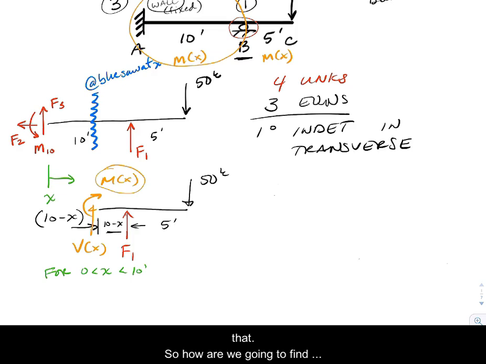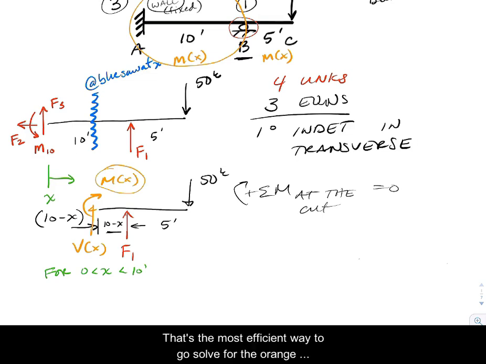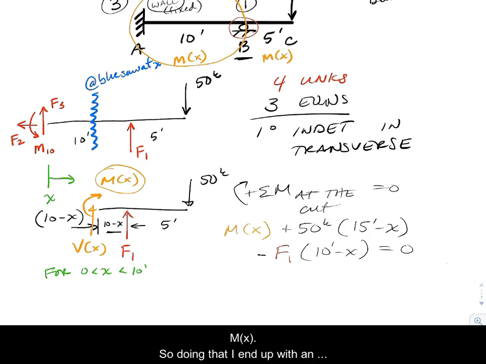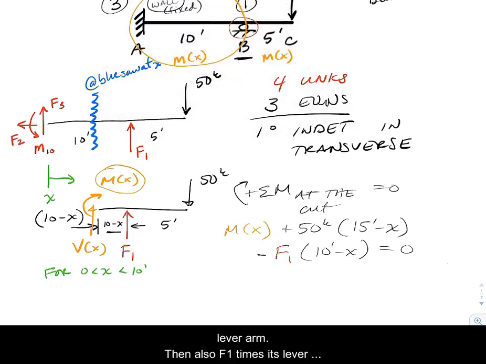So how are we going to find M of x? The best way to do it is I'm just going to sum moments right at the cut. That's the most efficient way to solve for the orange M. Doing that, I end up with an equation that has M of x in it. We've got our 50 kip load multiplied by 15 minus x, its lever arm, and then also F1 times its lever arm of 10 minus x.